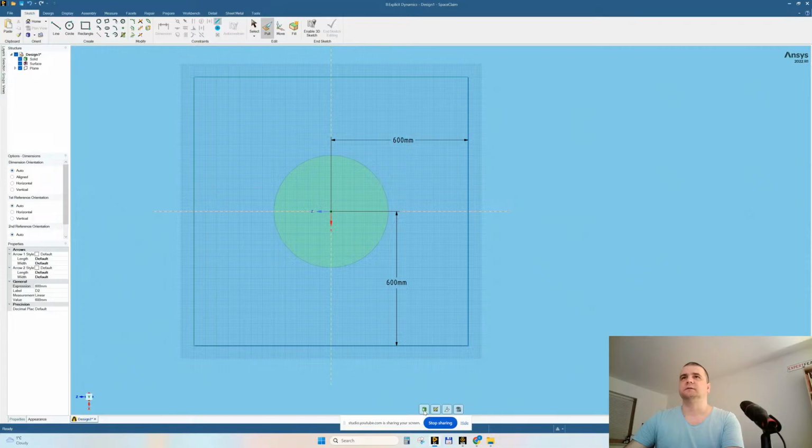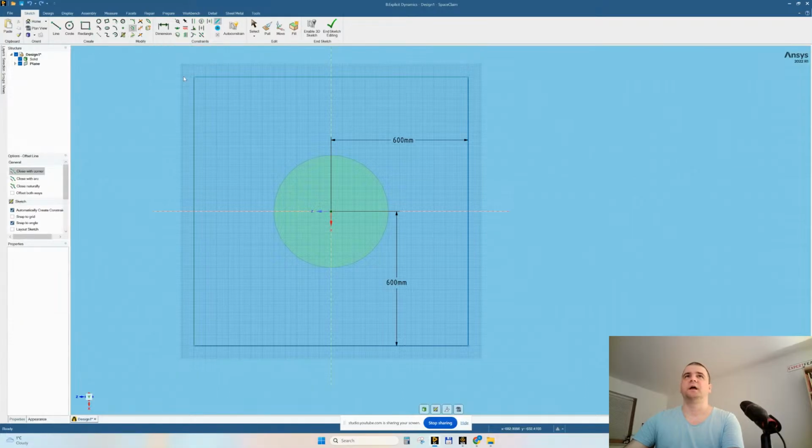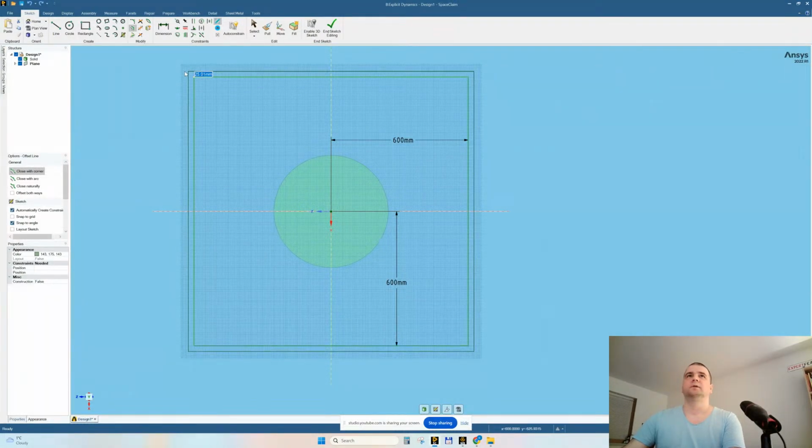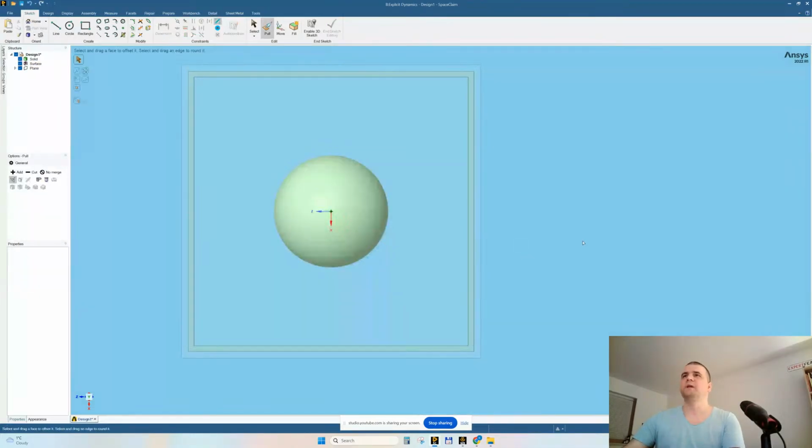Undo, because I would like to make an offset for the walls of the tank. Yes, we have this command, offset curve. I will select the entire rectangle. Then maybe 25, the thickness of the tank. All right. We have the walls of the tank.